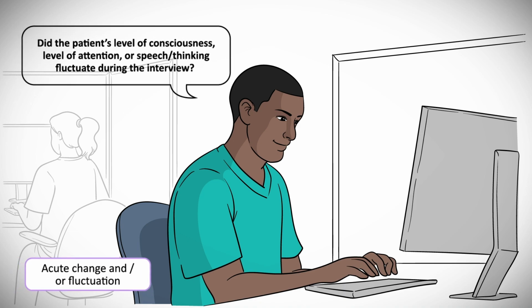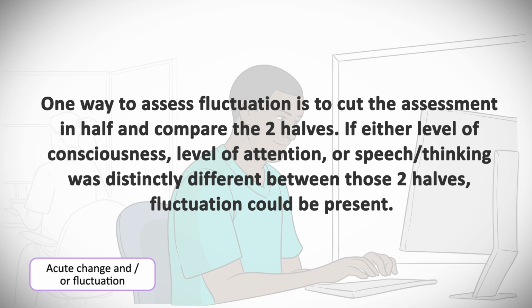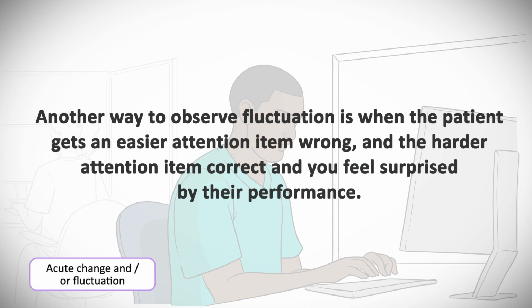Ask yourself, did the patient's level of consciousness, level of attention, or speech thinking fluctuate during the interview? One way to assess fluctuation is to cut the assessment in half and compare the two halves. If either level of consciousness, level of attention, or speech thinking was distinctly different between those two halves, fluctuation could be present. Another way to observe fluctuation is when the patient gets an easier attention item wrong and the harder attention item correct, and you feel surprised by their performance.